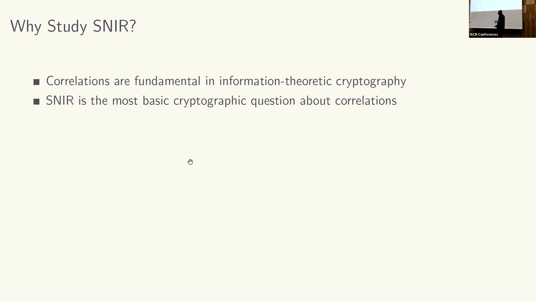So why study SNIR? We got motivated to study SNIR coming from a slightly different point of view than Hai et al. did. Correlations are a fundamental tool in information theoretic cryptography, as we noticed with the Rabin OT. We can use correlations to facilitate secure computation. Now, SNIR is, in a sense, the most basic cryptographic question that we can ask about correlations: can we securely derive a correlation from another?